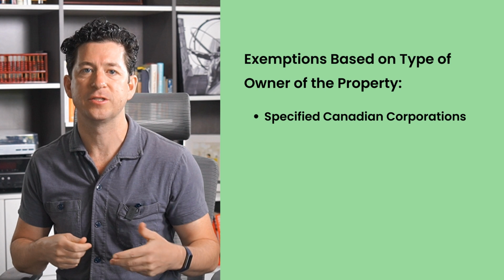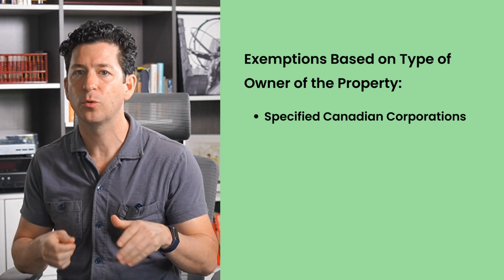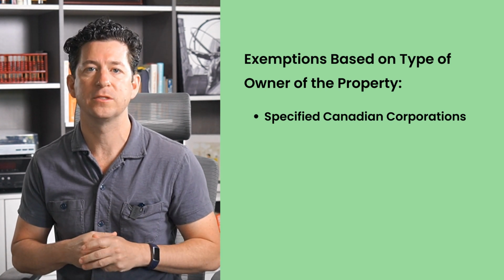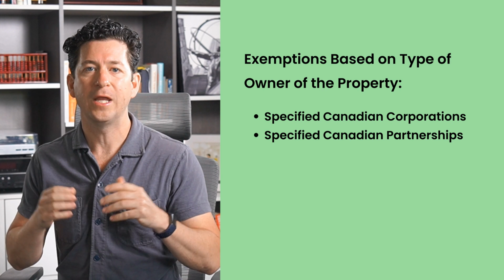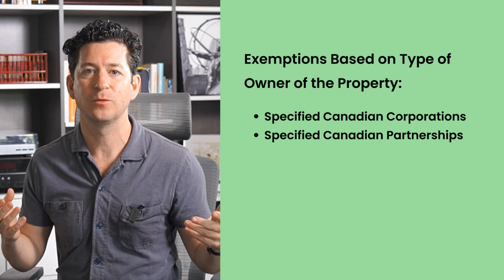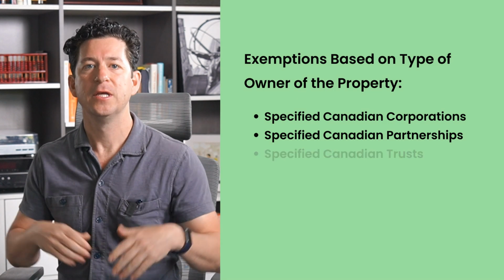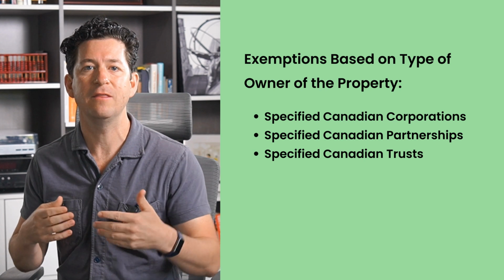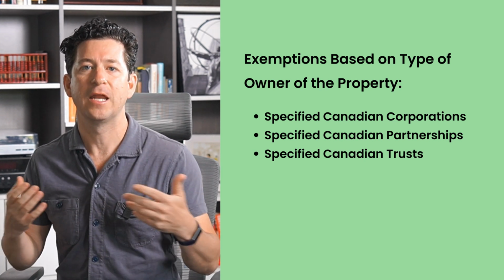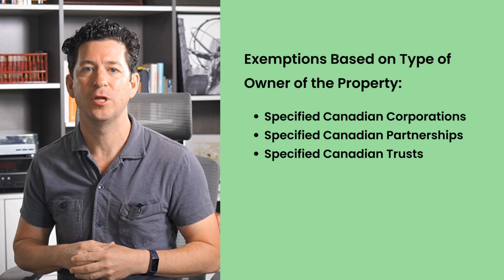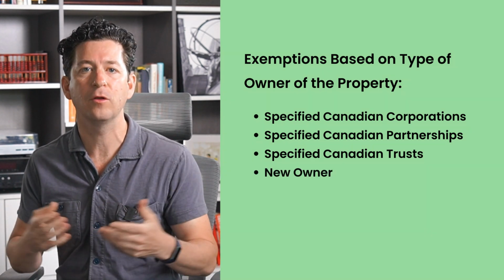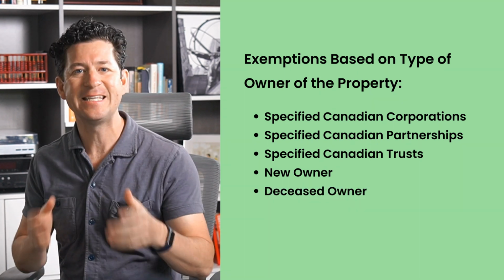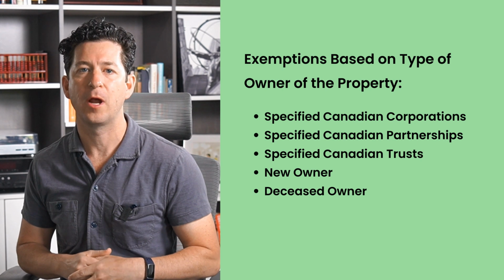Specified Canadian corporations, where foreign owners do not control directly or indirectly 10% or more of the corporation by share value or voting rights. Specified Canadian partnerships, where each member is on December 31st an excluded owner or a specified Canadian corporation. Specified Canadian trusts, where each beneficiary who has a beneficial interest in the property is on December 31st an excluded owner or specified Canadian corporation. New owner, an owner who acquired the property in the year and was not an owner of that property in the prior 9 years. Deceased owner, an owner who died in the year or prior year.